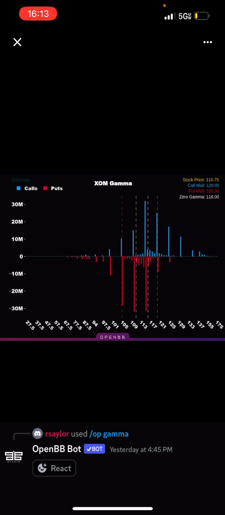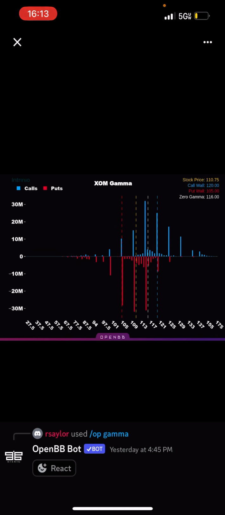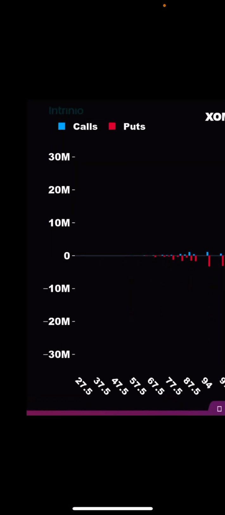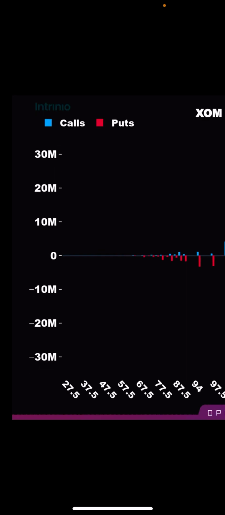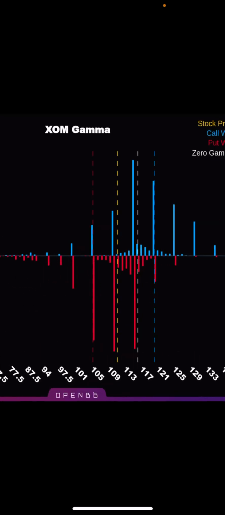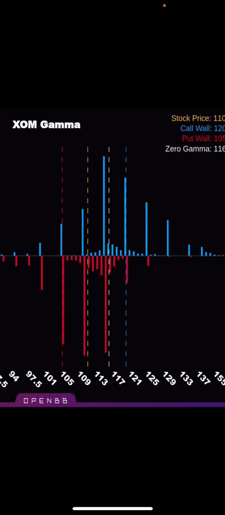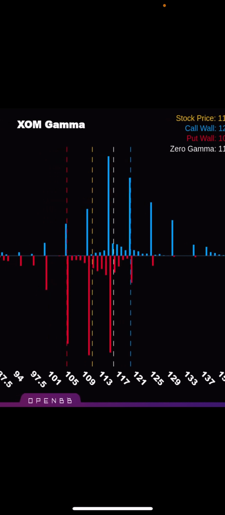So let's go over XOM here, right? Anytime you pull up these levels, you've got the zero gamma level, you've got the put wall, you've got the call wall, and then at the very top there, it has the stock price, right? And over here on the left, this is just the amount of gamma exposure, right? And then along the bottom, the x-axis, you have the price. And then these red and blue bars, these are gamma levels also. They represent calls and puts, right?